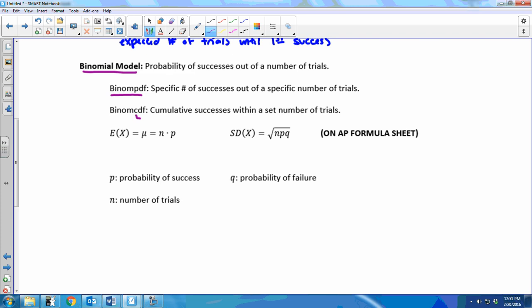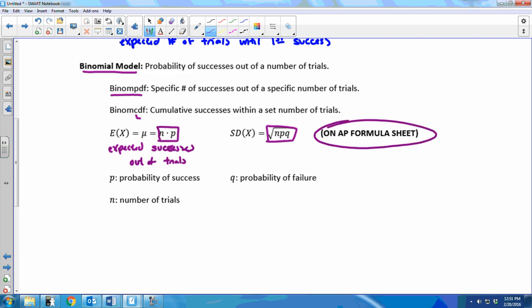They might also ask you for the expected number of successes out of a number of trials. That's n times p. And if they ask you the standard deviation for those successes, it's the square root of npq. Both of those are on the AP formula sheet. Hopefully I've jogged your memory a little bit. Some things to be thinking about. But you can find all the information in chapter 14 through 17.